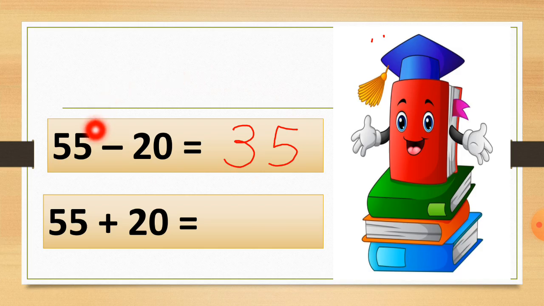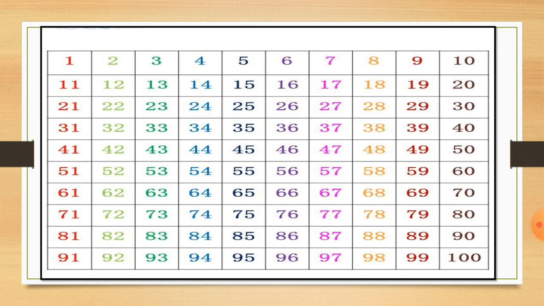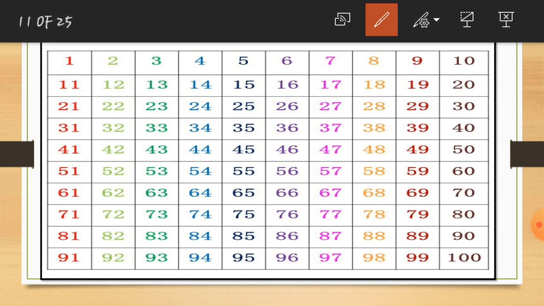So let's check the answer using the hundreds grid to see if our answer is right or wrong. So here we are cutting, so we have to go upside 2 steps. We have to move 2 steps upside, then we will get the answer. So let's check our answer using the hundreds grid. Let's see, here is the number 55. Here is the 55 number. I circle the 55 number first.